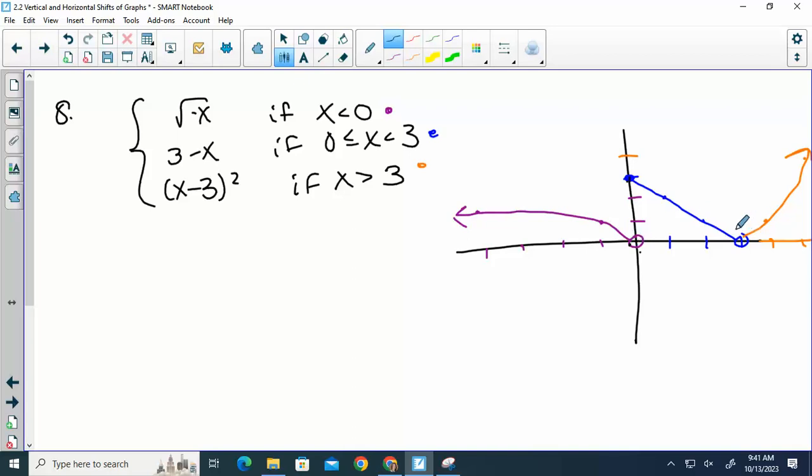E, as you're approaching 3 from the left, so smaller than 3, we're coming in here, it's going to 0. F, as I'm coming into 3 from the right, it's going to 0. And so then the overall limit is also 0 because those pieces match.